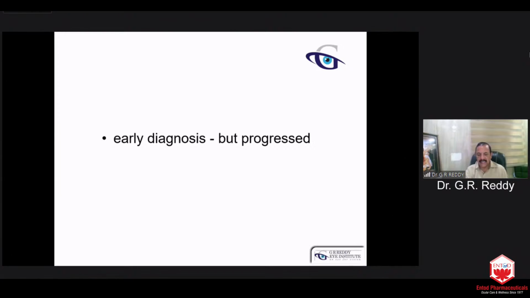So always select the correct point patterns. Instead of 24-2 in advanced glaucoma, you must have 10-2. Whether you have 24-2 or not, you must have 10-2.